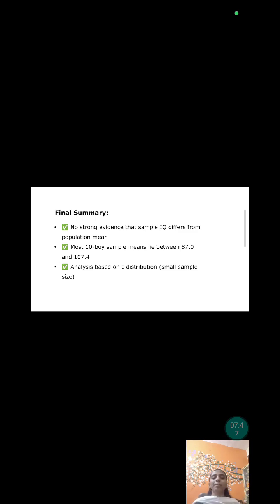The final summary: there is no strong evidence that the sample IQ differs from the population mean. Most sample means of 10 boys lie between 87 and 107.4. This analysis is based on the t distribution for a small sample size. There is no evidence that the sample IQ differs from the population mean, so it accepts the assumption.